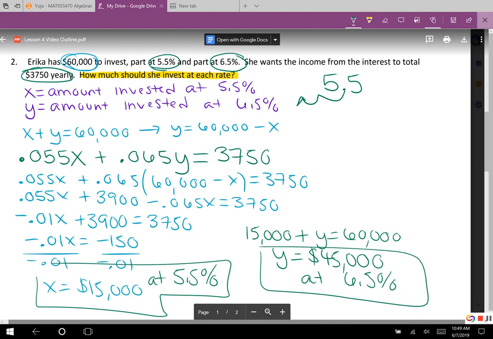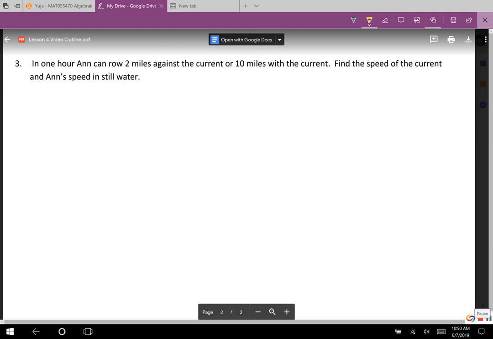Example 3, this is now a motion problem. It's talking about Anne rowing against a current and with a current. And here we go, we want to find the speed of the current and Anne's speed in still water. So those are going to be my 2 unknowns.